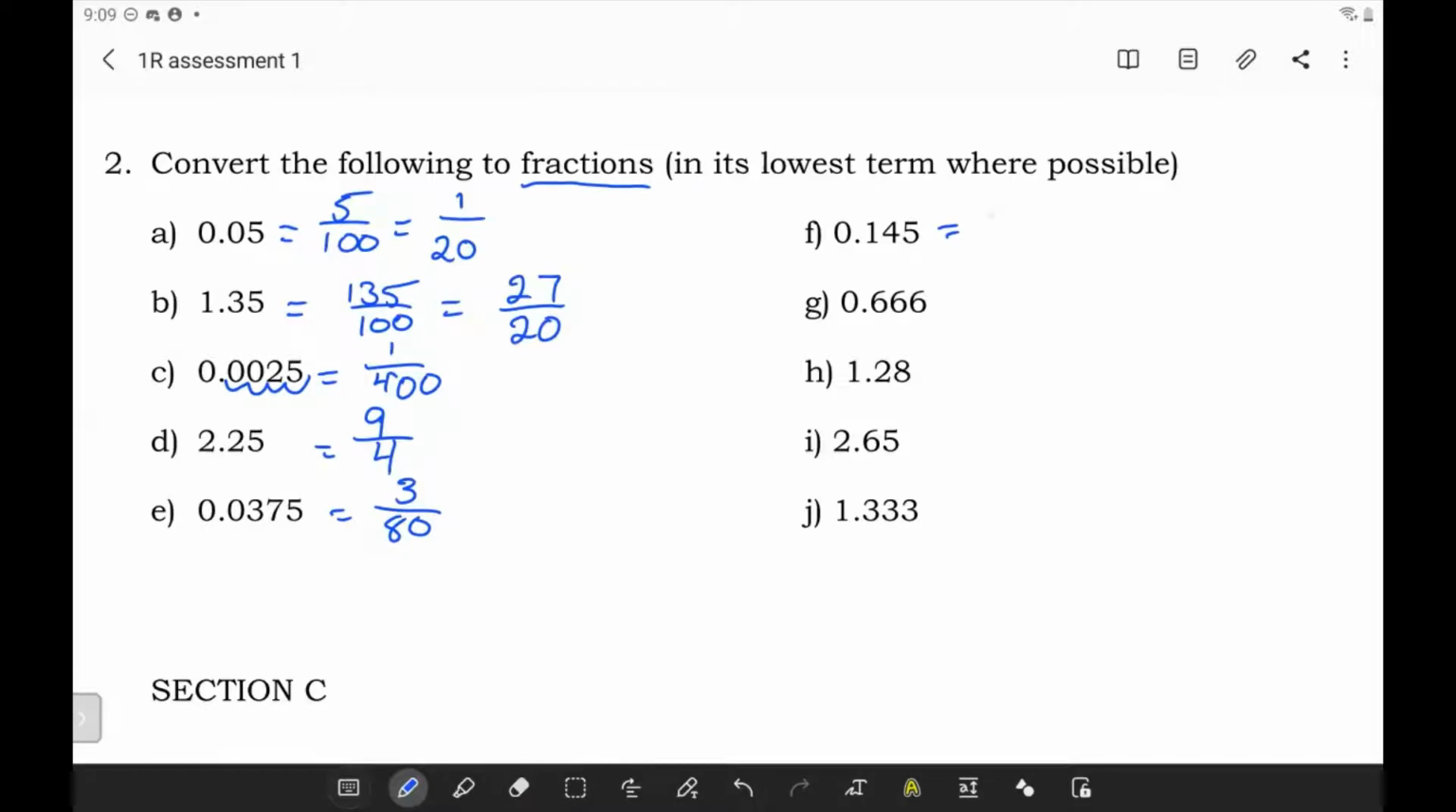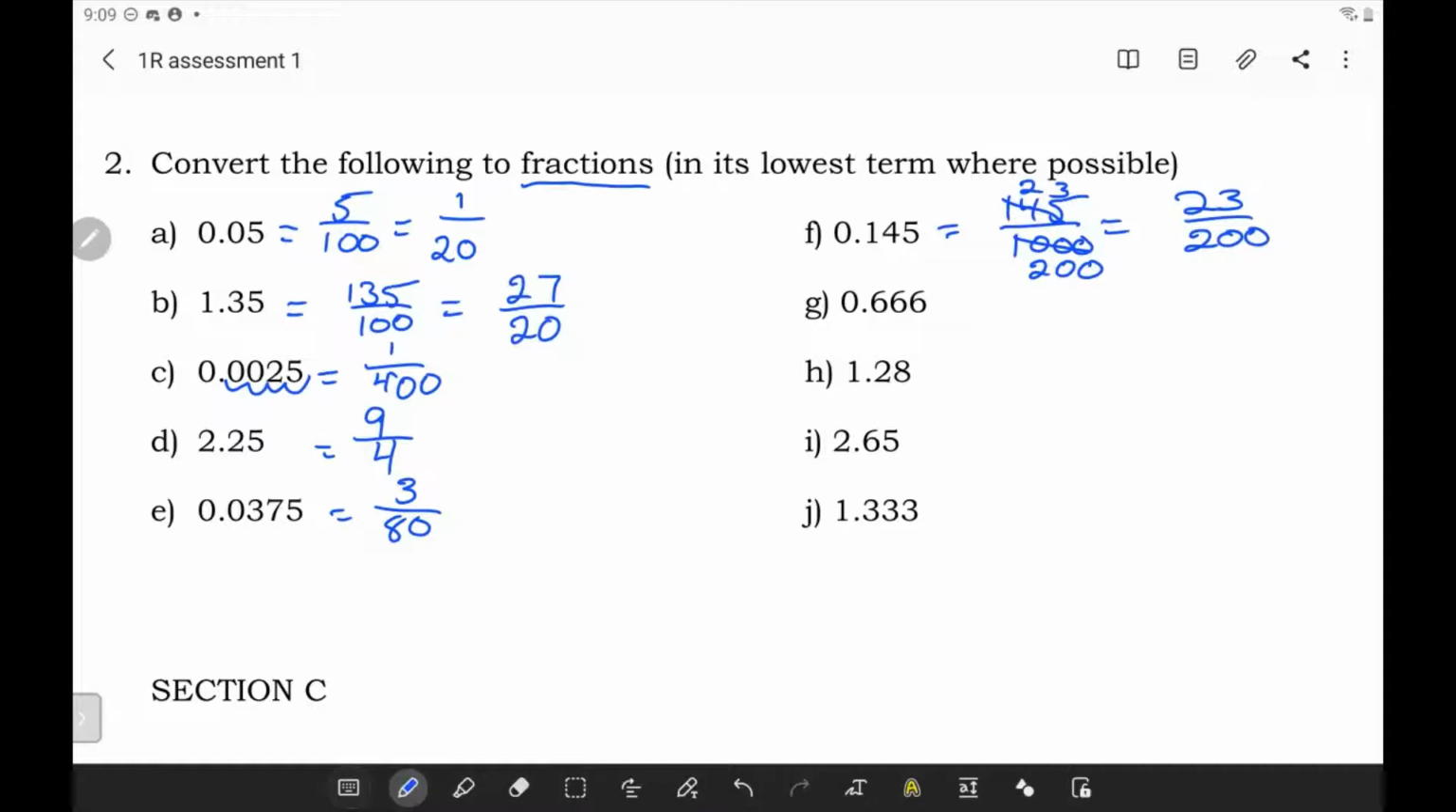Right, 0.145. We could do this one. That is 145 over 1,000. We can divide by 5, basically. 5 into 14 is 2. 5 into 15 is 3, so that's 23. 5 into this is 200. So this is like 23 over 200.